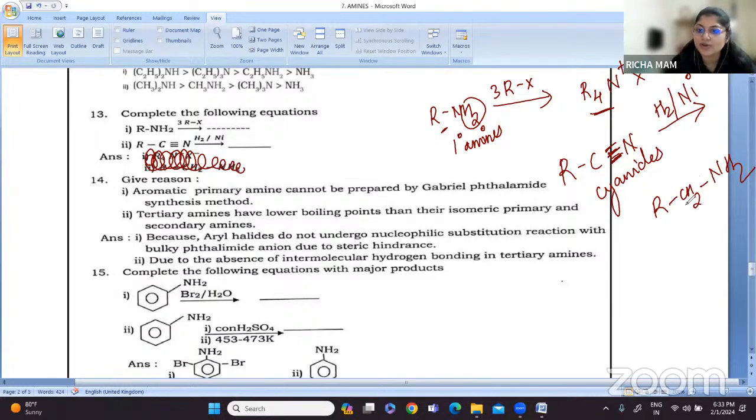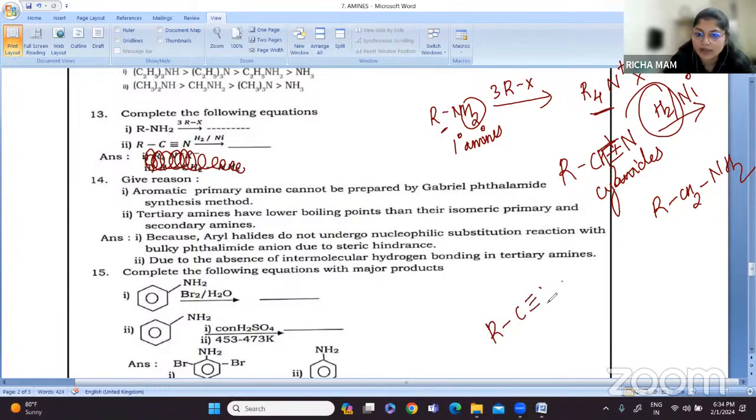So you are doing a reduction. You are breaking the triple bonds and adding hydrogen. It is a hydrogenation reaction. After breaking these bonds between the C and N, we are adding hydrogen. When one bond is broken, 2 hydrogens are added.